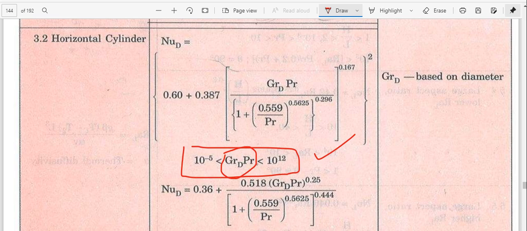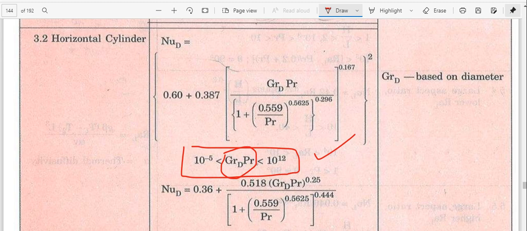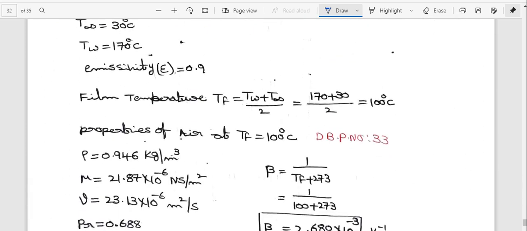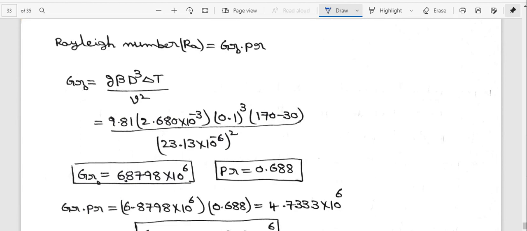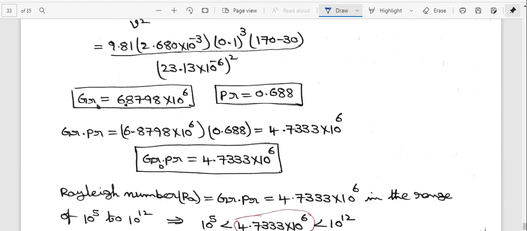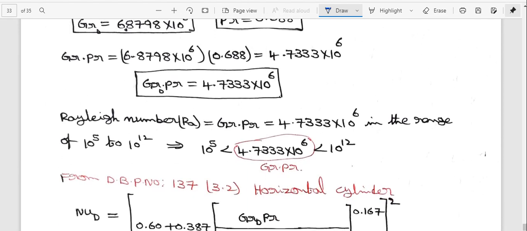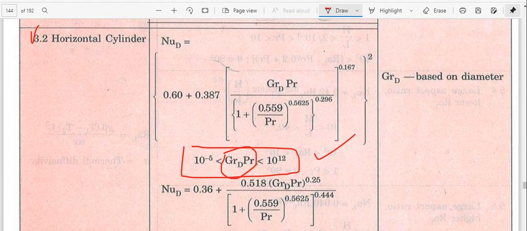So now I am considering in this case the condition is satisfied, the range between 10 power minus 5 to 10 power 12. That's why I am considering this horizontal cylinder formula. Our regular procedure is film temperature and properties values, Grashof number, Rayleigh's number, and we can calculate Rayleigh's number as Gr into Pr. Is it laminar or turbulent? In data book page number 137, we can substitute GrD and Pr values in this equation. So this condition is also satisfied.